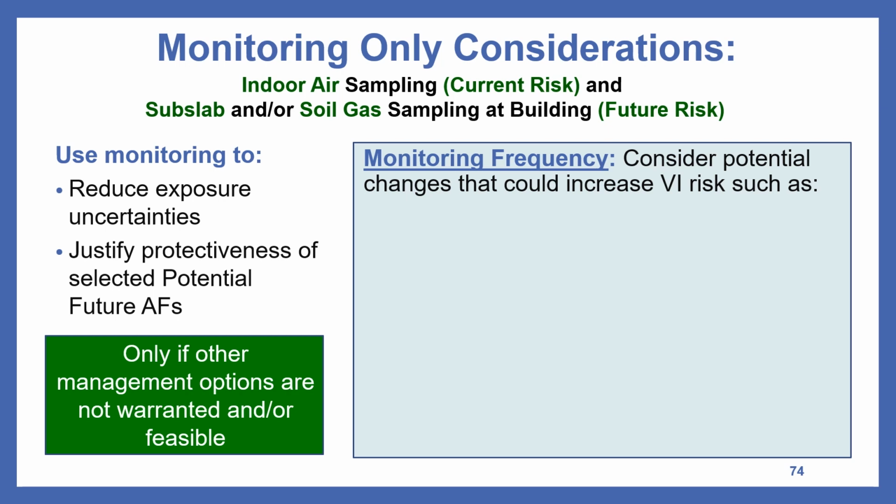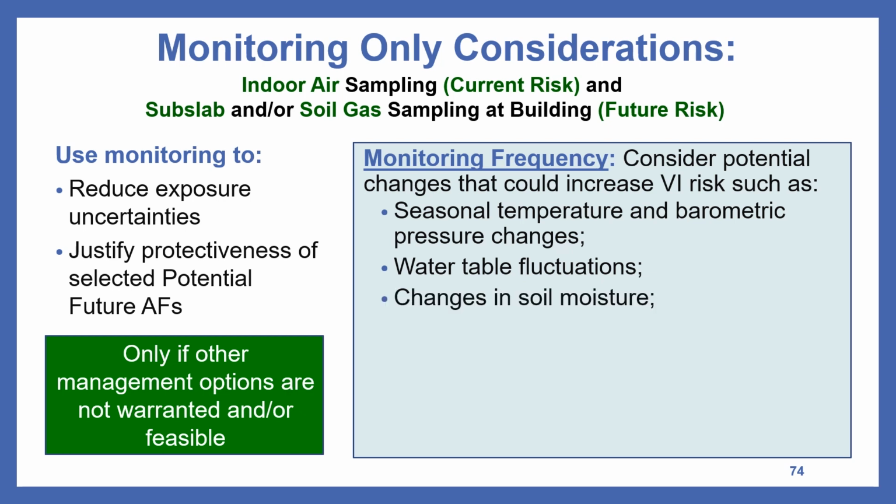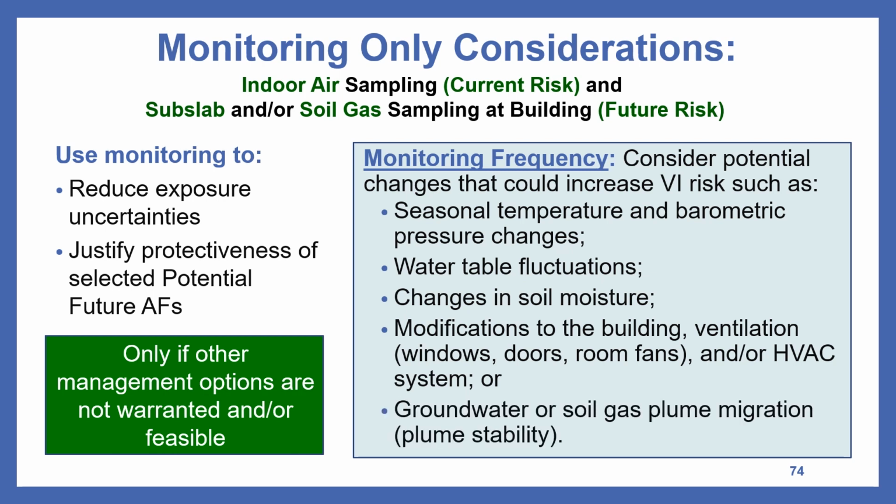So first, you want to think about the seasonal temperature and barometric pressure changes that are expected in the area of your building. You want to think about how often is that water table fluctuating? Are there going to be changes in the soil moisture around the building? Are there going to be modifications to the building or the ventilation system and or the HVAC system? And then also, is groundwater or soil gas plume migrating and or is it stable?